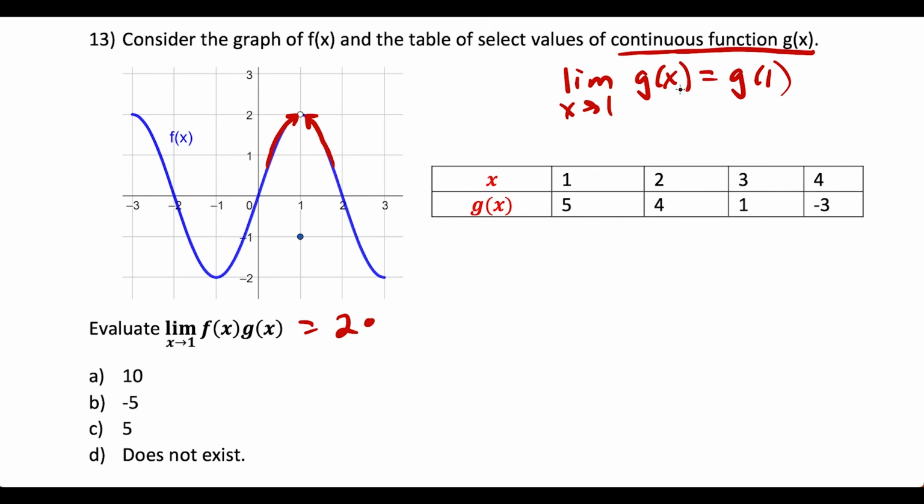So this is one really nice thing about continuous functions: once you know that a function is continuous, you could find the limit of that function just by plugging in. So we're going to have 2 times g of 1 here, and now we just use the table. That's going to give us g of 1 is equal to 5. So you have 2 times 5, and that's going to be equal to 10. So choice A is our answer.